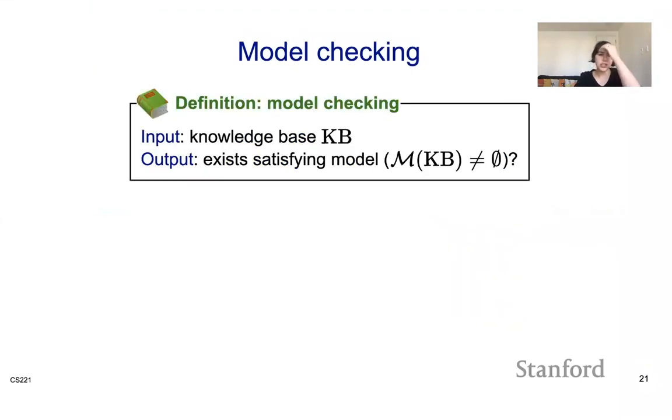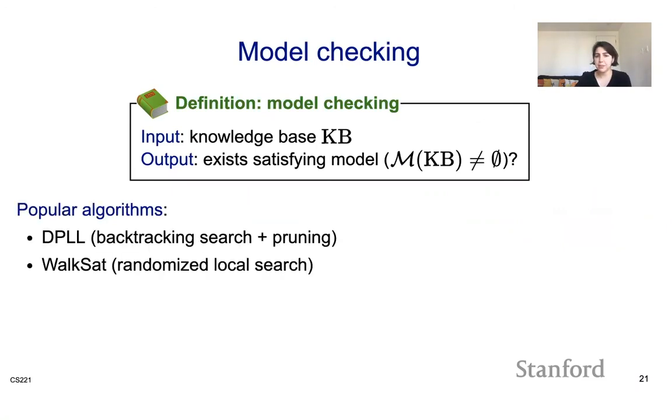Okay. So what does model checking do? Model checking takes as an input a knowledge base. And what does it output? It outputs whether there exists a satisfying model or not. And if it does, it returns that model. Okay, so it checks if the set of models of the KB is non-empty.